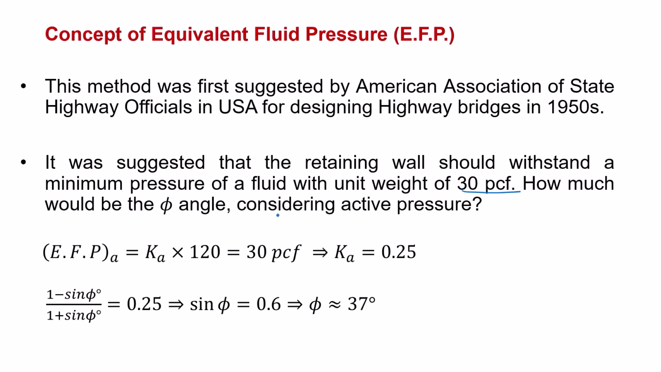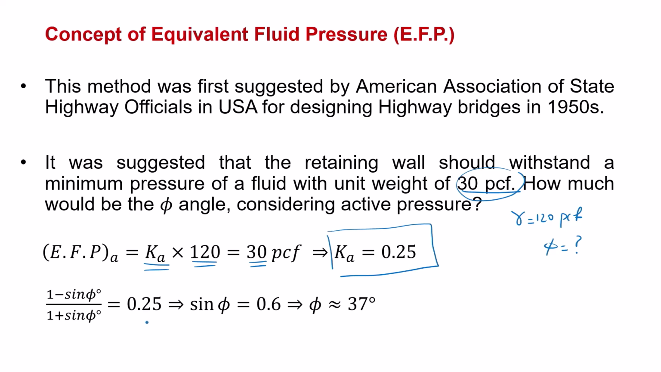If the E.F.P for the active case is 30 PCF and the unit weight of the soil is 120 PCF, what would be the corresponding friction angle phi? So we begin by calculating Ka. Ka times 120 should be 30. This means that Ka should be equal to 0.25.